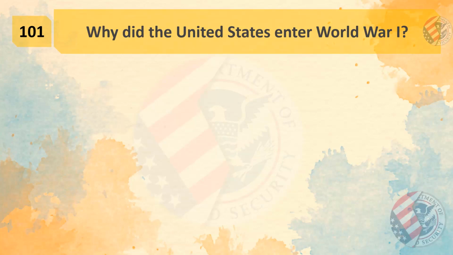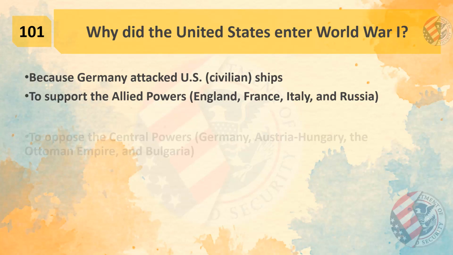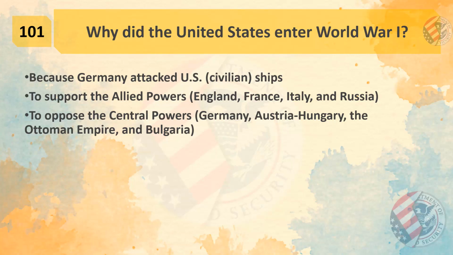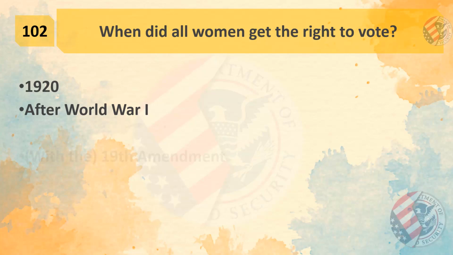Why did the United States enter World War I? Because Germany attacked U.S. civilian ships. To support the Allied powers, England, France, Italy, and Russia. To oppose the Central Powers, Germany, Austria-Hungary, the Ottoman Empire, and Bulgaria. When did all women get the right to vote? 1920, after World War I, with the 19th Amendment.